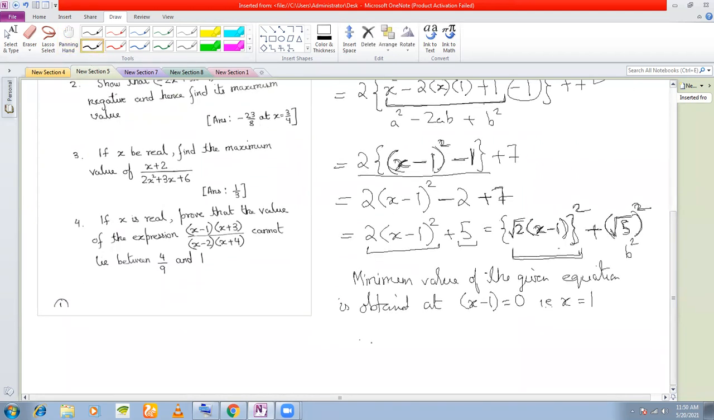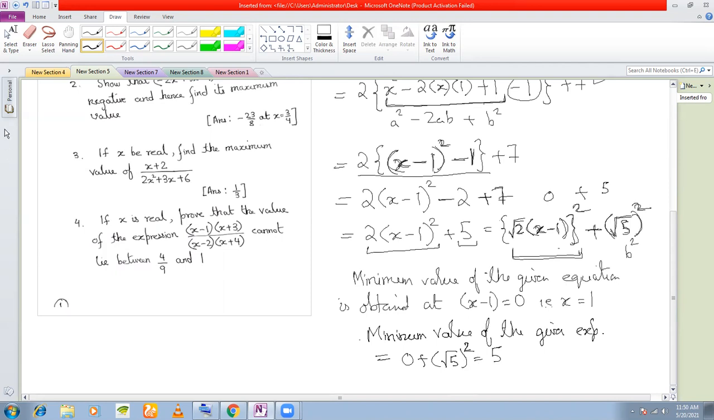And what is the minimum value? What is the minimum value of the given expression? Sir, 5. Because first part is 0, and here you have a plus 5. So 0 plus root 5 square, which is equal to 5. That's it.